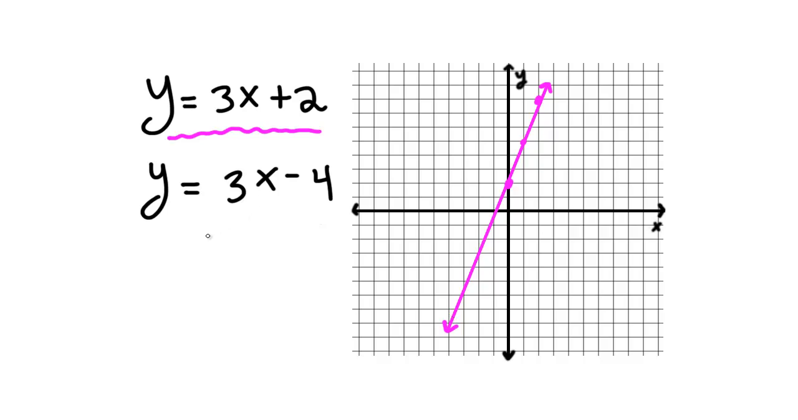And now let's work on the other one, the second equation, y equals 3x minus 4. So this time the y-intercept is negative 4, so you're going to go down to negative 4 on the y-axis. And again, we're going to go up 3 units and 1 over to the right. After connecting the dots, we have this blue line here, and as you can see, the pink line and the blue line will never cross. We refer to those lines as parallel to each other.